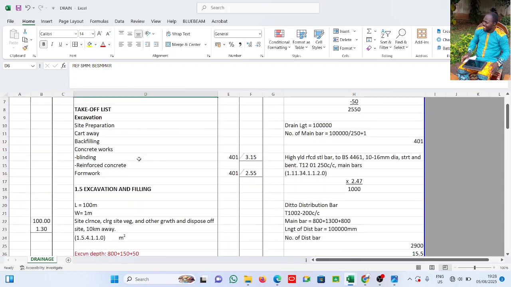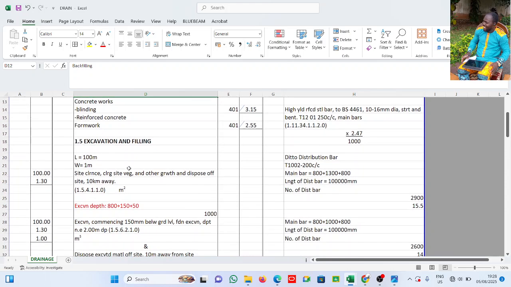All right, so we have site preparation, cutaway, backfilling, concrete works, blinding, reinforcement, formwork. But okay, when we get there, we cut away. Will there be backfilling? No, I doubt it. But let us see. All right. So excavation, our BSMM is section 1.5 for excavation and sand filling. BSMM 4R for excavation and filling is section 1.5, and of course I have to clear the site.